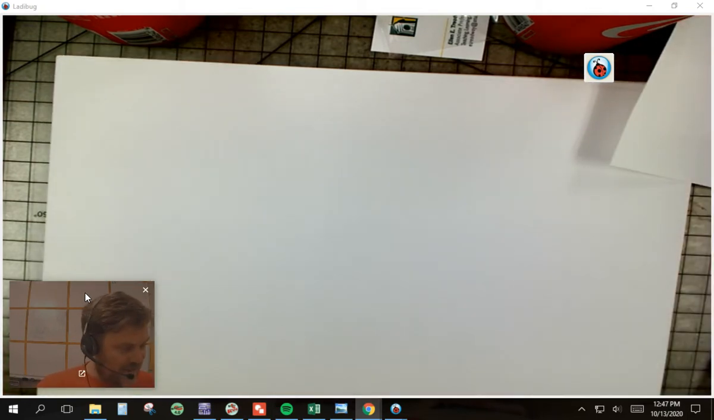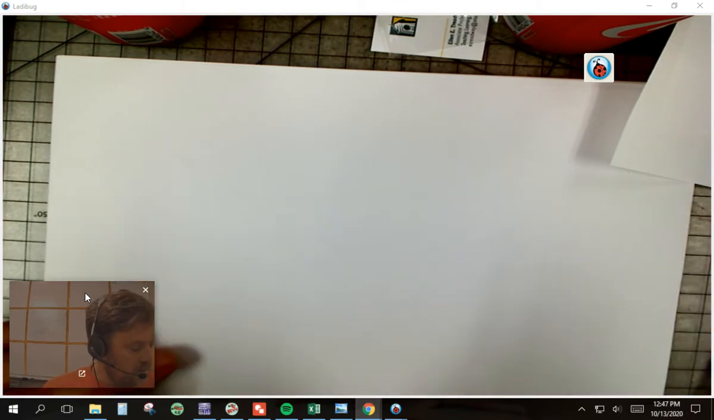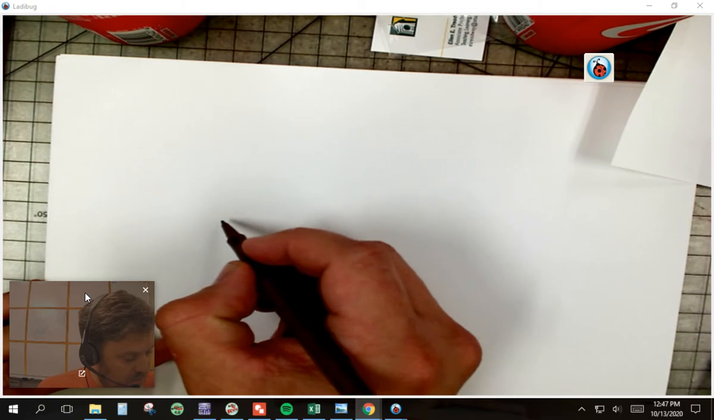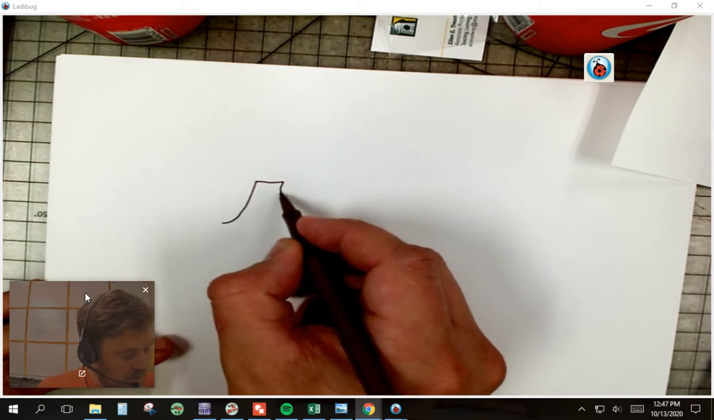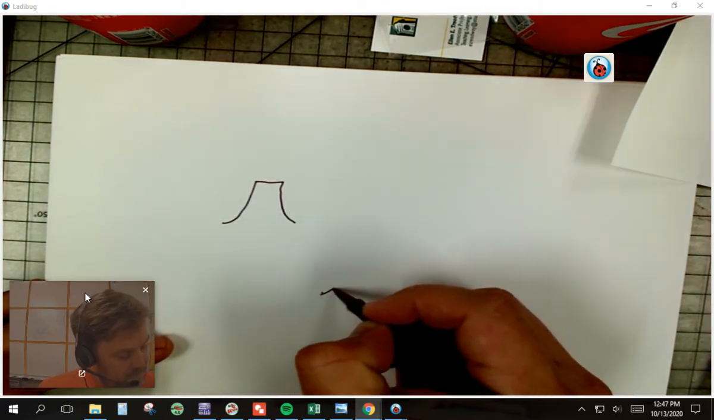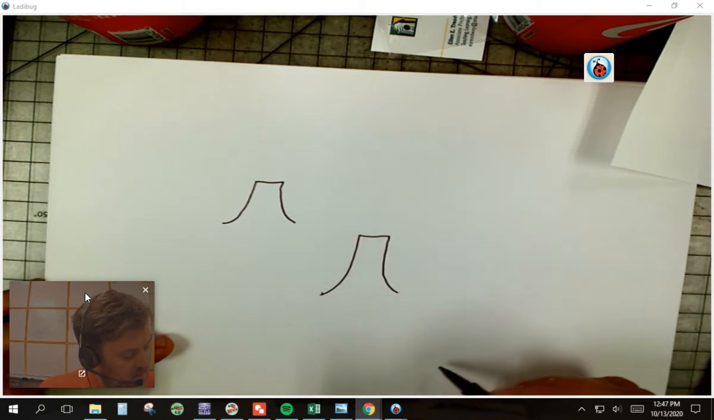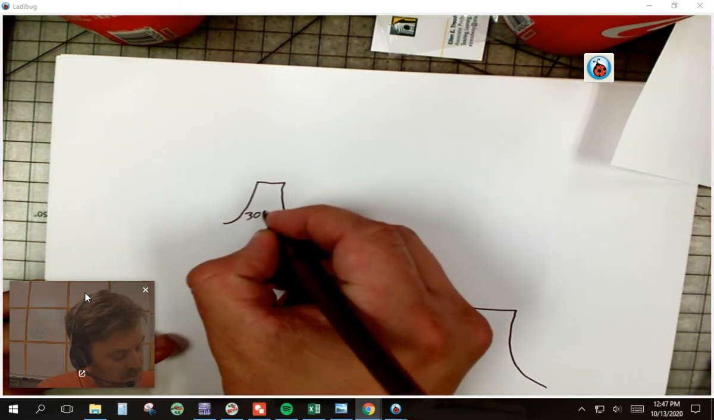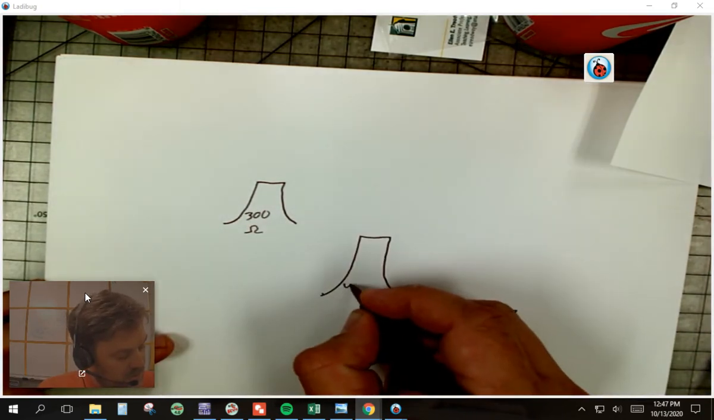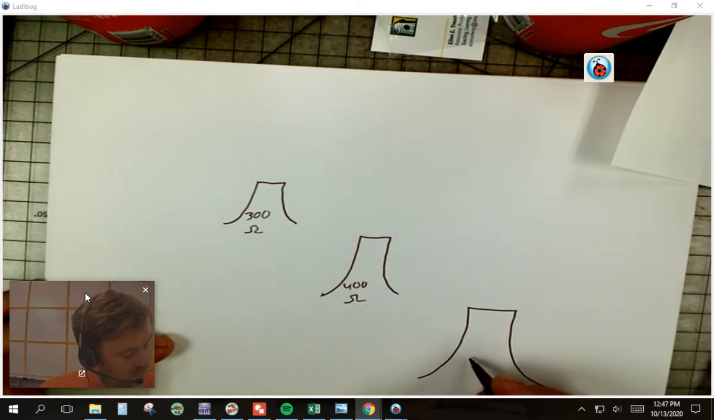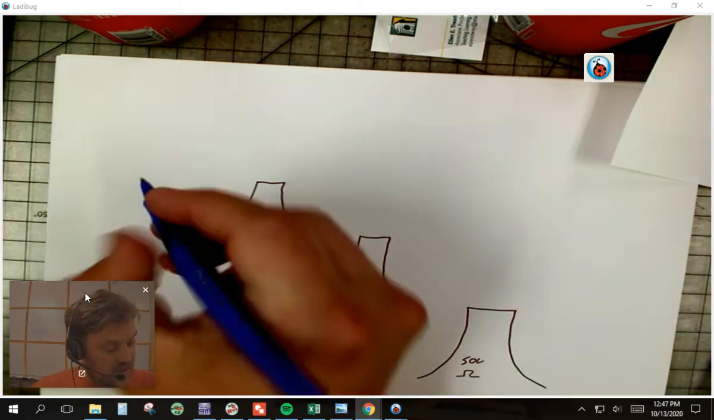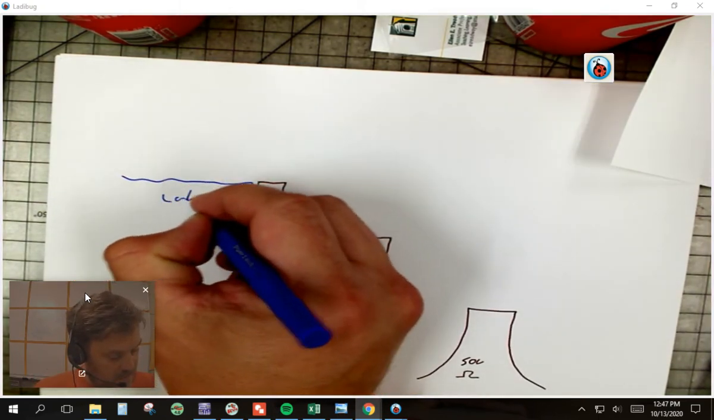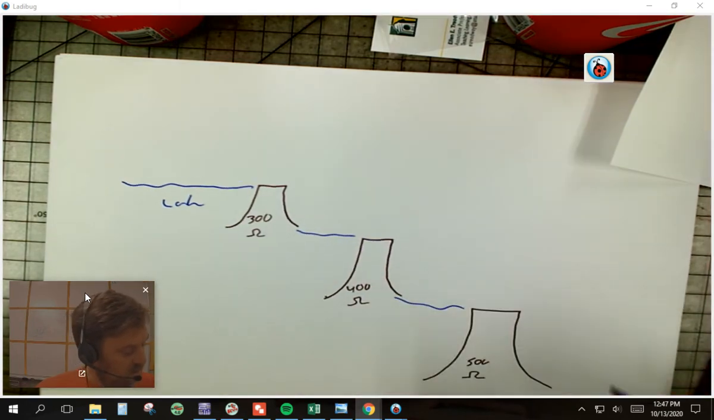I'm going to redraw this exact same thing, and I'm going to draw it a little bit different. I'm going to draw it in 3 parts. Okay. I'm going to draw one dam, and this one's going to be a little bit higher, and then the third one's going to be a little bit bigger. So let's say this one's 300 ohms, this one's 400 ohms, and this one's 500 ohms. Okay. So I still have the lake that flows out into a river, that flows out and flows out.